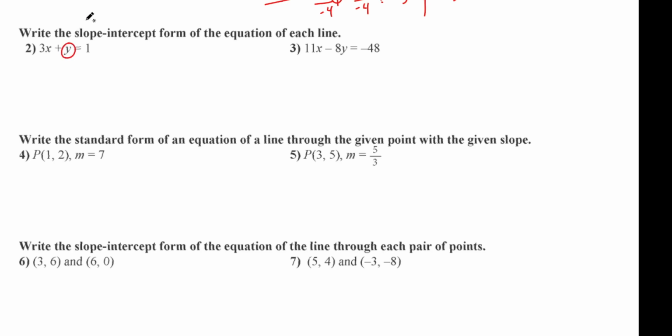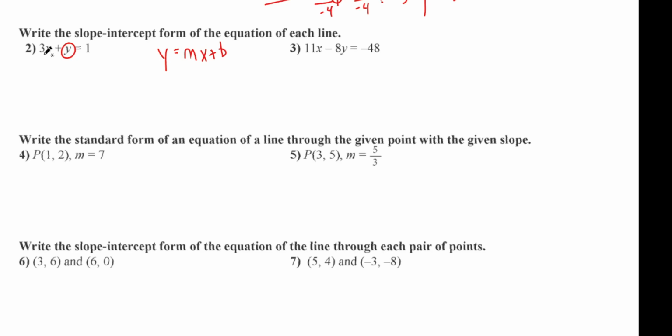Slope-intercept form, we're going to get y by itself because it's y equals, what is the slope-intercept form? Mx plus b. How many times have I said since I've been teaching this, y equals mx plus b? A lot, okay? A lot. So you should know that. So we got to get y by itself. How do we do that?